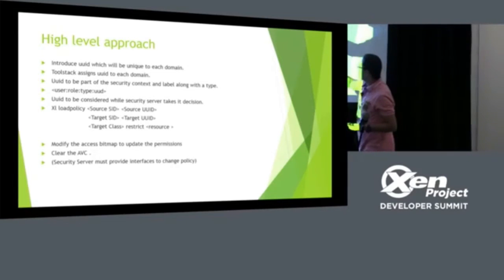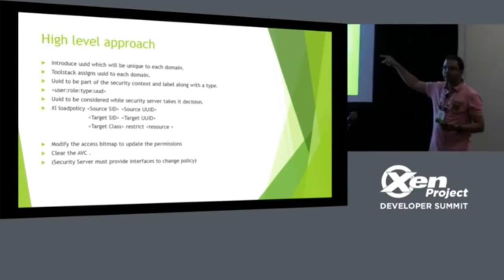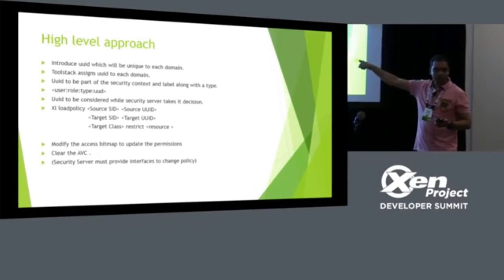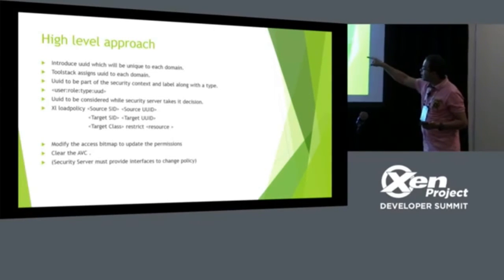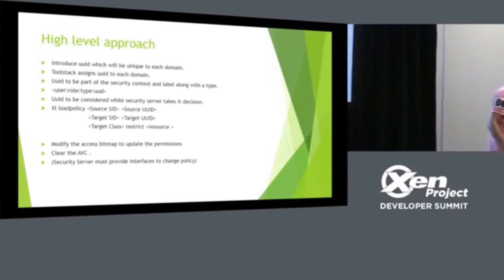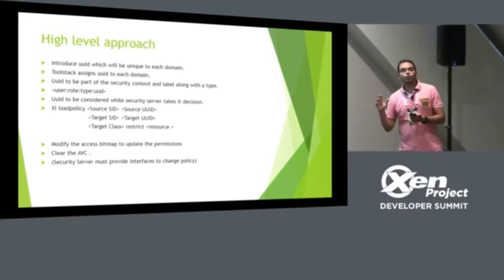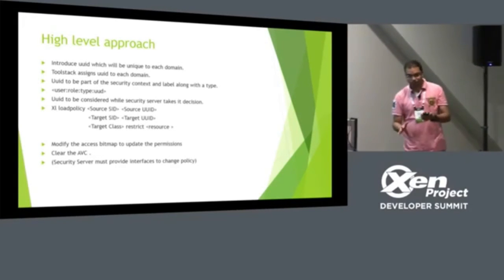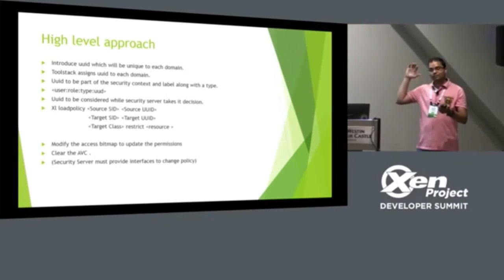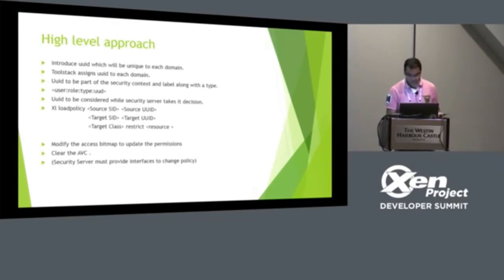Now, when I load the policy, along with the source security identifier, I will have a source UUID. Along with the target security identifier, I will have a target UUID, and then the target class and restrict. So this unique identifier for a domain will allow me to restrict the rules for a specific domain, not a specific type of domain, but a specific domain, and be more specific and more restrictive.